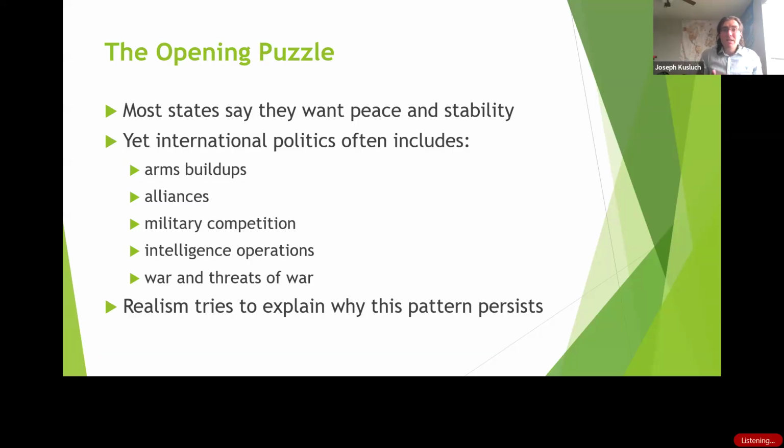And yet, the international system is filled with military alliances. We know there are arms buildups. We know there are increases in defense budgets. We know intelligence operations occur around the world. And we know that there is security competition. And sadly, we know that there are occasional wars. So realism tries to explain these patterns and these phenomena.